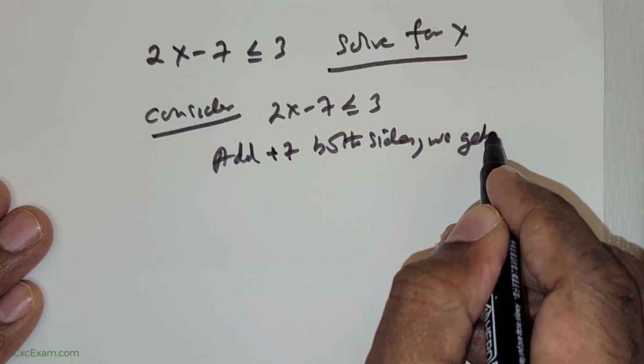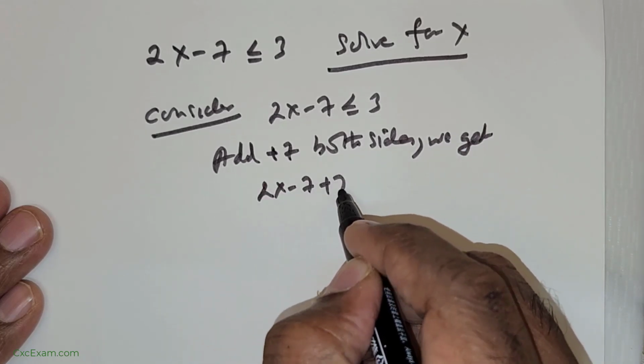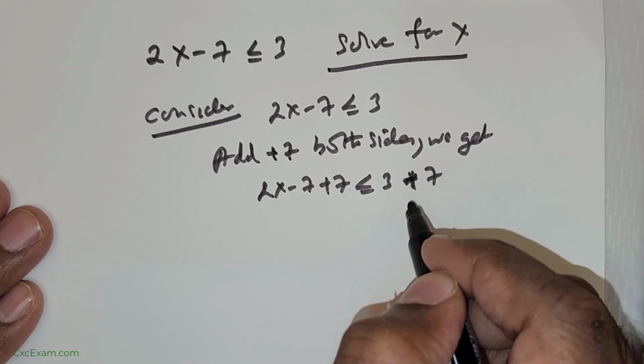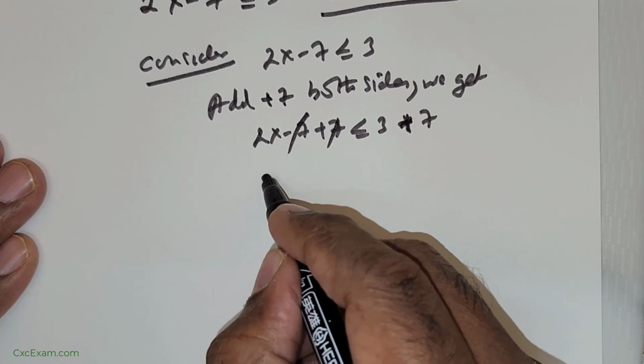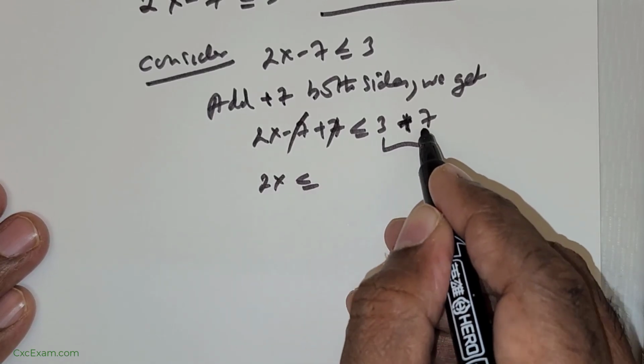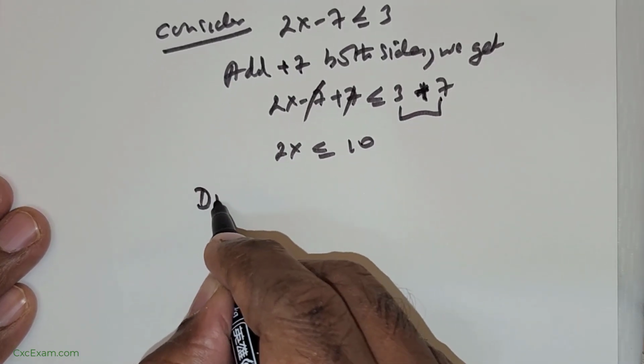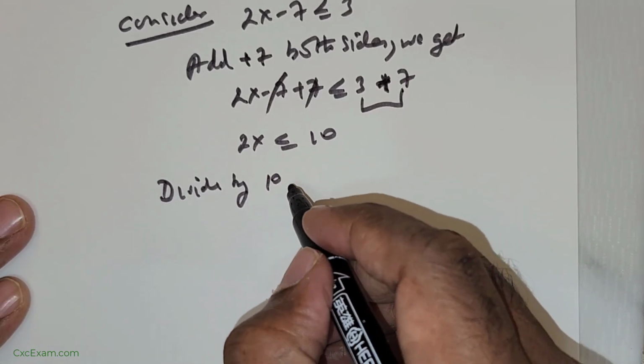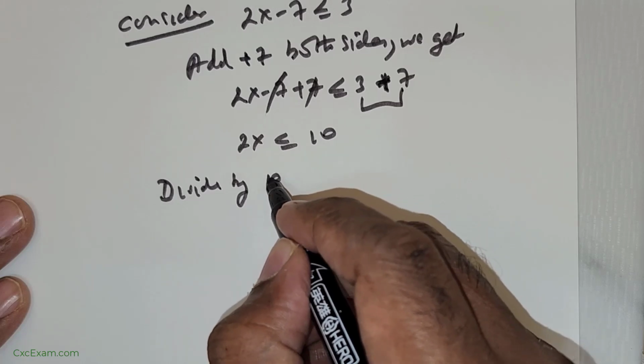We get 2x minus 7 plus 7 less than or equal to 3 plus 7. So minus 7 plus 7 goes off. You have 2x less than or equal to 3 added with 7, which gives me 10. Next we divide by 2 on both sides.